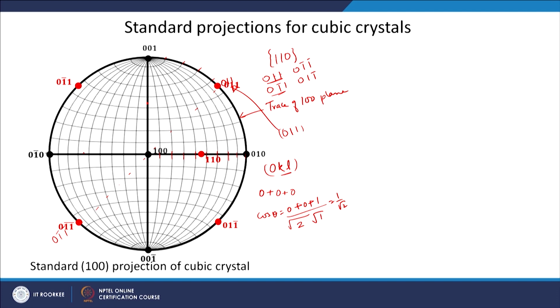Then in between 100 and 010 you will have 110 at 45 degrees. Between 100 and 0 bar 1 0 you have 1 bar 1 0 at 45 degrees. Similarly 101 and 0 1 bar 1.